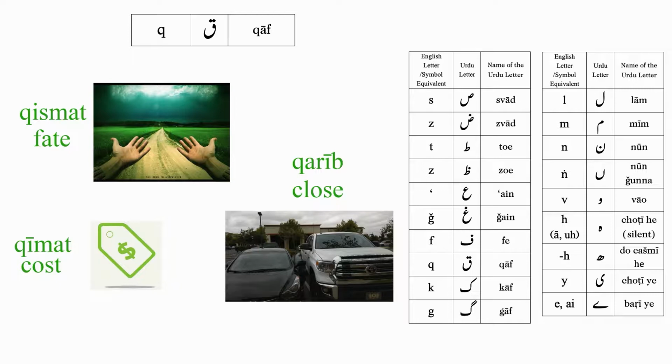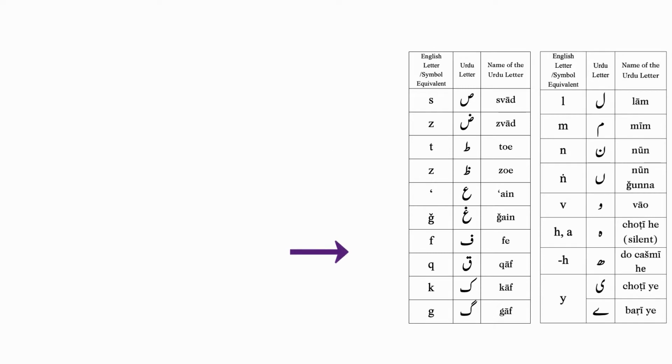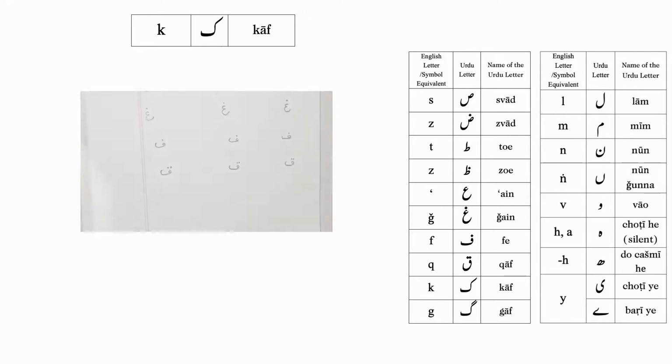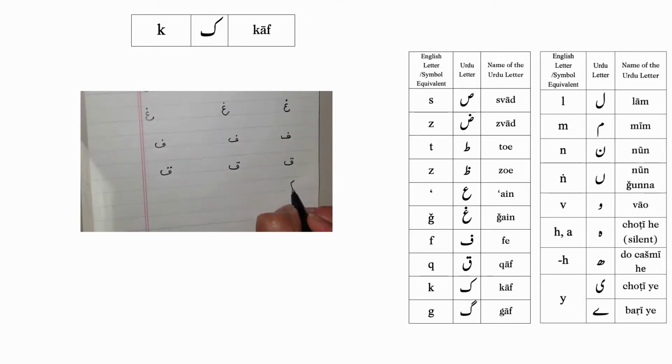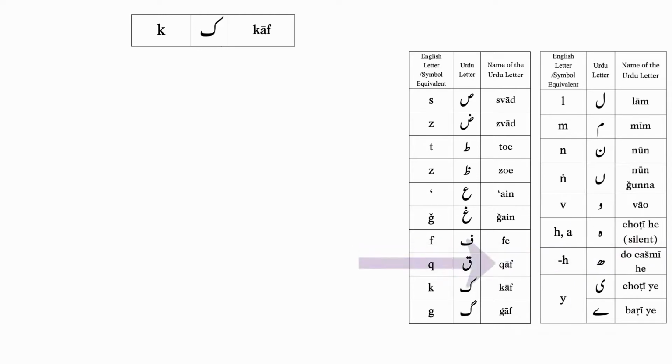So our next letter also has the K sound. It's called Kaaf. But it doesn't originate in the throat. So it's Kaaf. And with Kaaf starts the word kab. Kab, which means when.